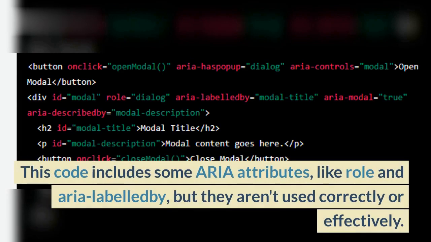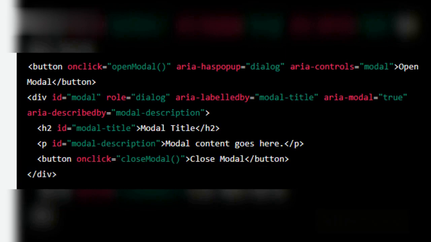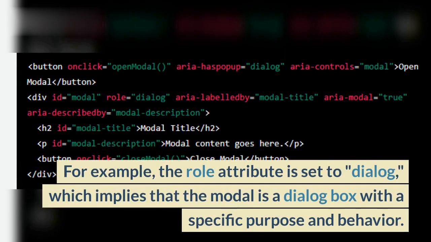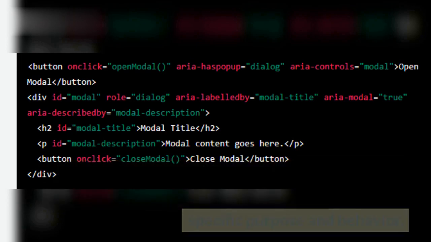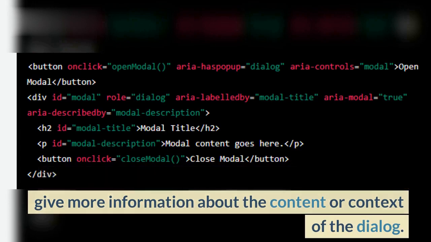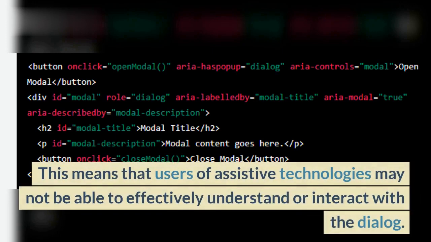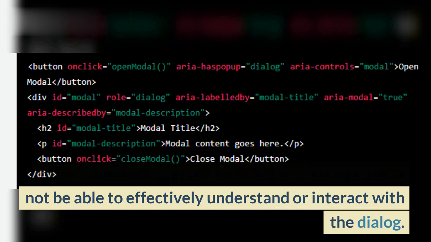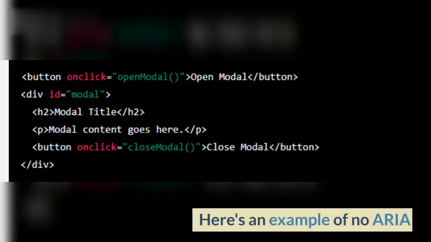This code includes some ARIA attributes, like role and aria-labelledby, but they aren't used correctly or effectively. For example, the role attribute is set to dialog, which implies that the modal is a dialog box with a specific purpose and behavior. However, there is no aria-describedby attribute to give more information about the content or context of the dialog. This means that users of assistive technologies may not be able to effectively understand or interact with the dialog. Here's an example of no ARIA.